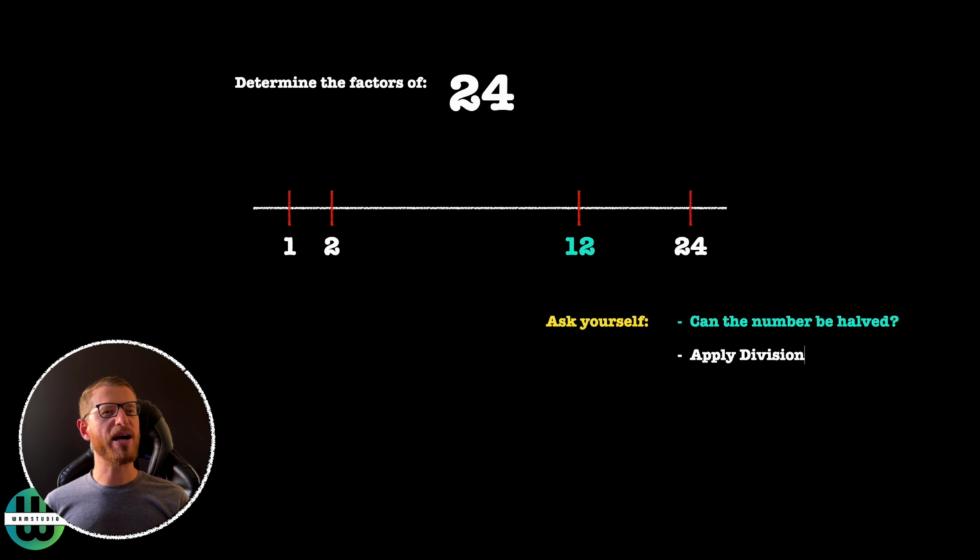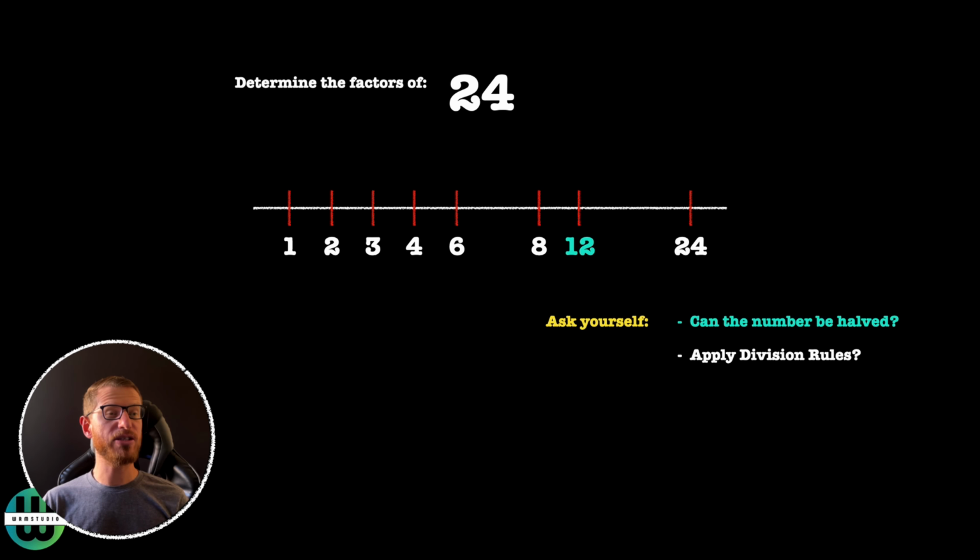Now I'm going to apply my divisibility rules. Here I'm going to say, okay, 2 and 4, if I add 2 and 4 together, that will give me 6. 6 is divisible by 3, meaning that 3 will be my next factor, and 24 divided by 3 will give me 8. Now I'm going to continue with my rules. The unit 4 is divisible by 4, so 4 will be my next factor, and 24 divided by 4 will give me 6.